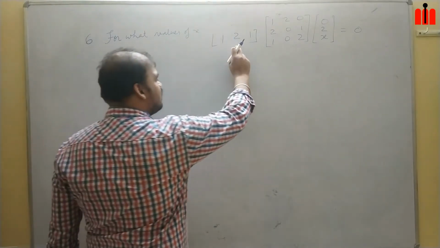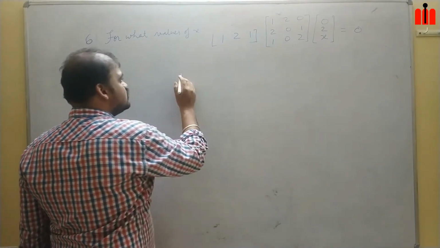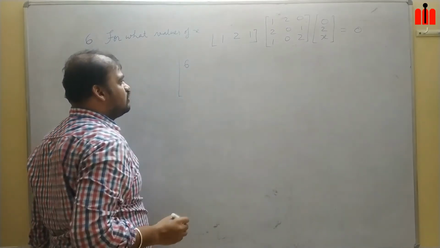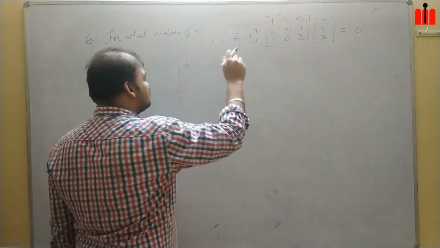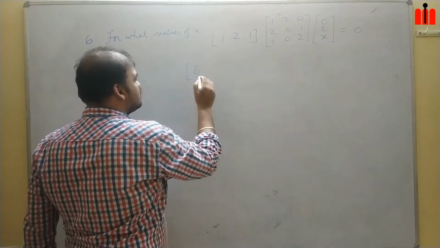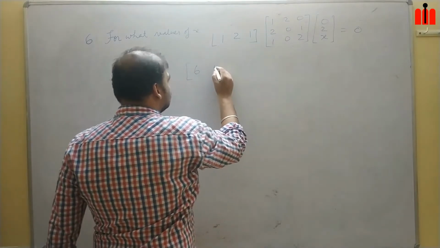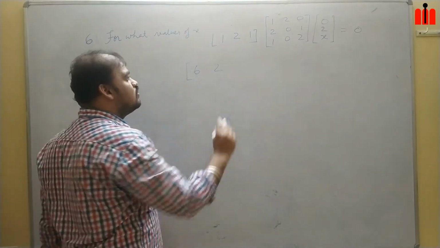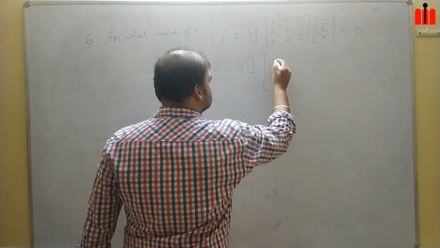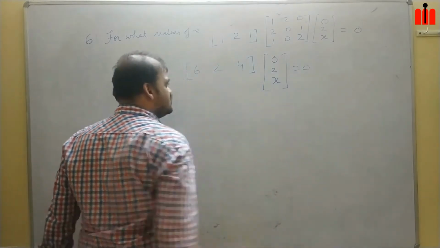So first let's multiply this row matrix with this matrix. First row, first column: 1 plus 4 plus 1, so it is 6. After that, 1 times 2 is 2, 2 zeros are 0, 1 zero is 0, so 2. Then 1 times 0 is 0, 2 times 1 is 2, and another 2 is 4. So this is the multiplication of the first two matrices: [6 2 4] times [0; 2; x] equal to 0.